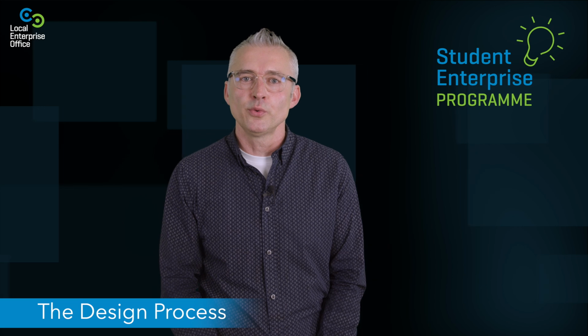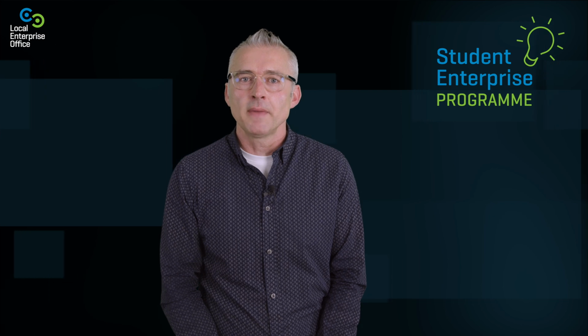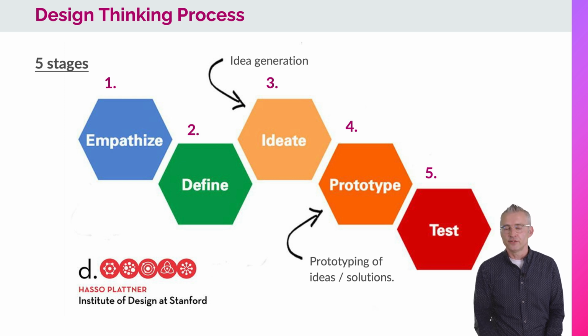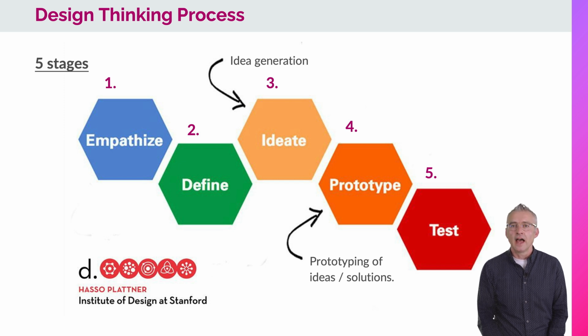Firstly, I want to show you where idea generation and prototyping fit into the overall design process. Designing is a form of creative problem solving, and there are many different approaches to learning how to design or problem solve. One widely used approach is called the design thinking process, which was developed at the Institute of Design at Stanford University in the USA. There are 5 key stages: empathize, define, ideate, prototype, and test. And ideally, each stage should be followed in this order.